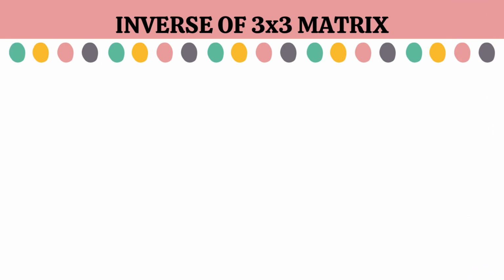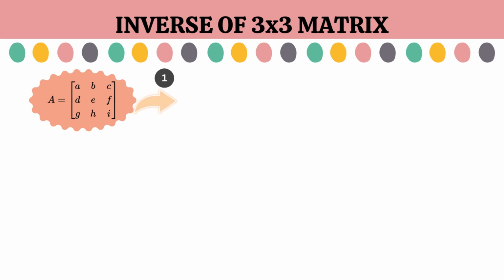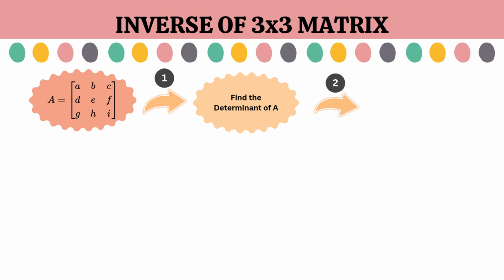Now, let's look at how to find the inverse of a 3 by 3 matrix. It takes more steps, but we will go through it one by one. Let A be a 3 by 3 matrix with the elements a, b, c, d, e, f, g, h, i. Step 1, you need to find the determinant of A. Step 2, find the matrix of minors.